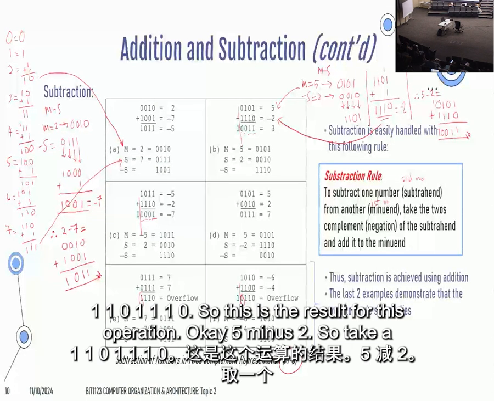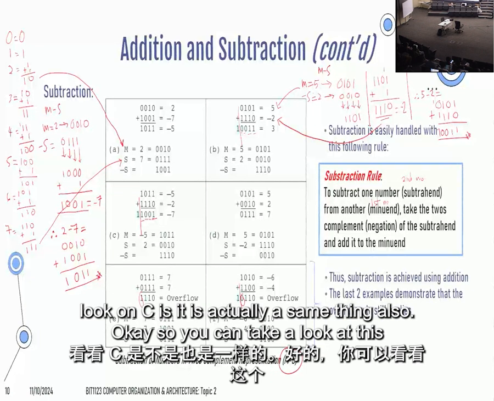5 minus 2. So take a look at C. Is it actually the same thing also?